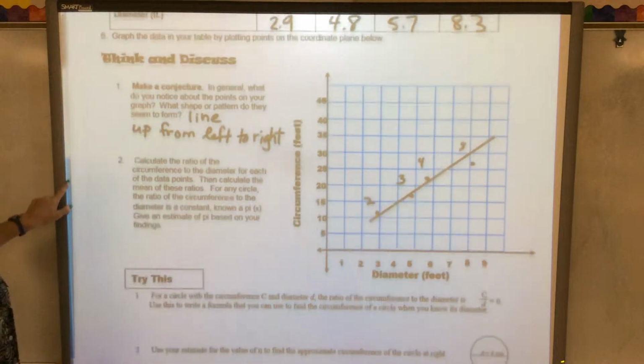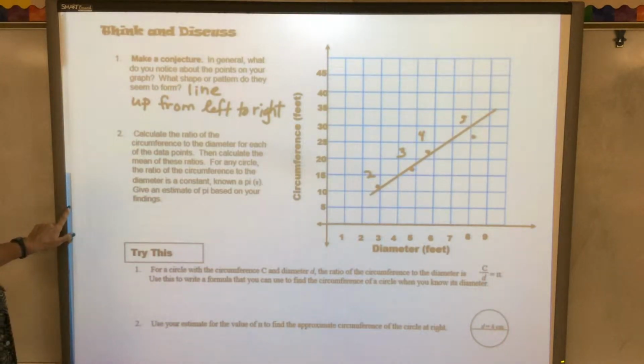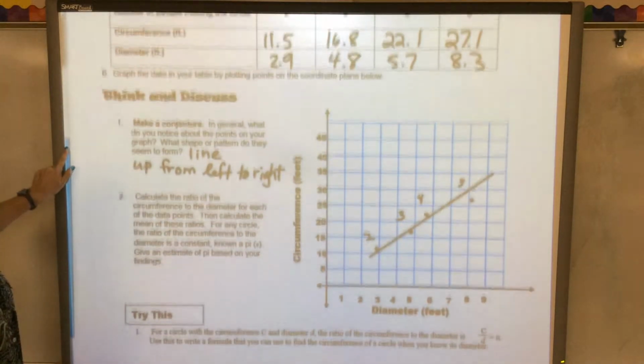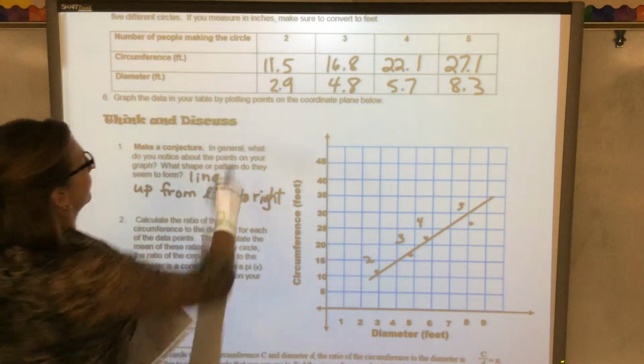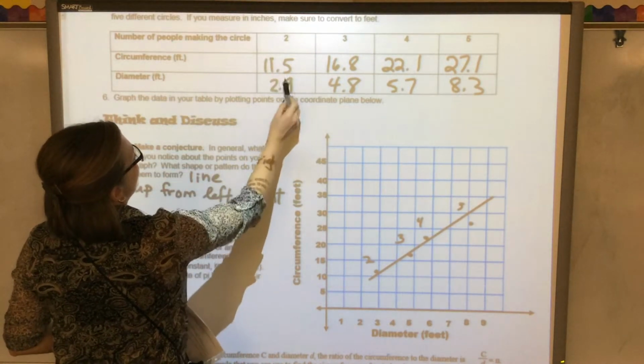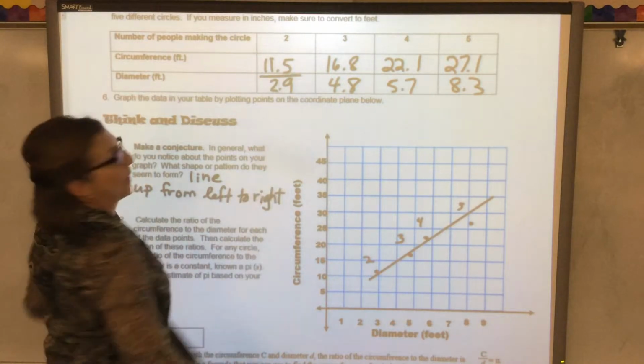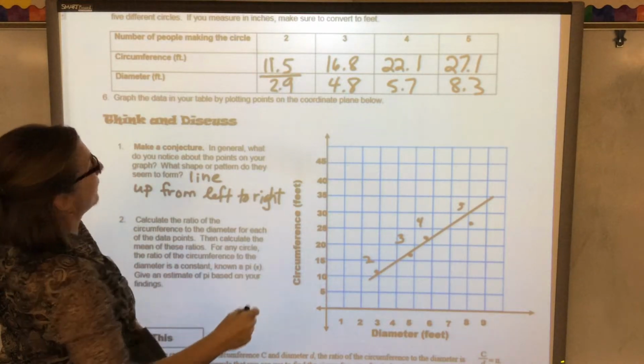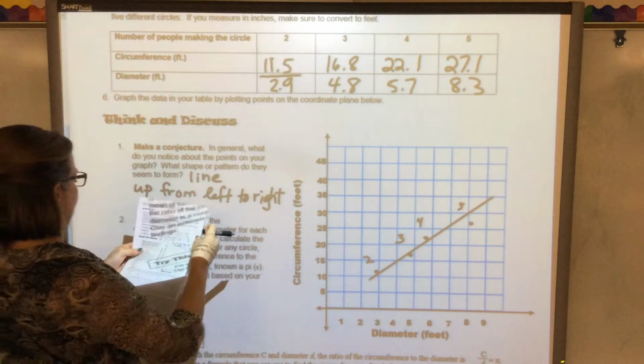So now we're going to look down at the ratio of circumference to diameter. And when we look at the ratio, I'm going to come back up here to the chart because I've got room here to do it. So the ratio would be 11.5 over 2.9. So I'm just going to put my fraction bar right there. And we're going to divide those. I think I've already done that.